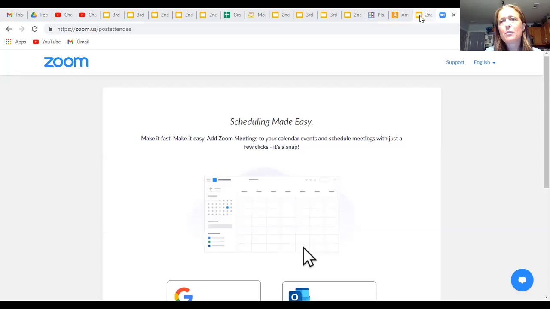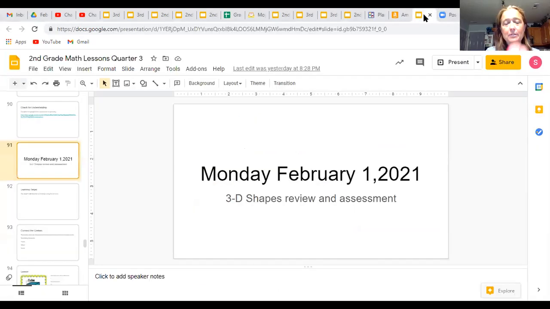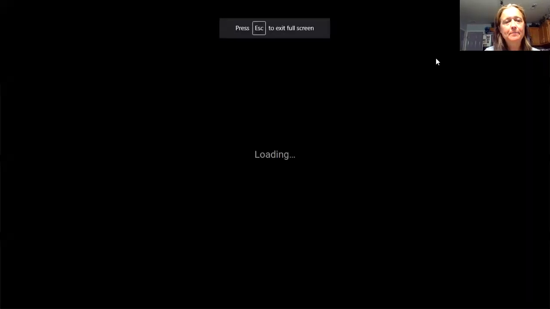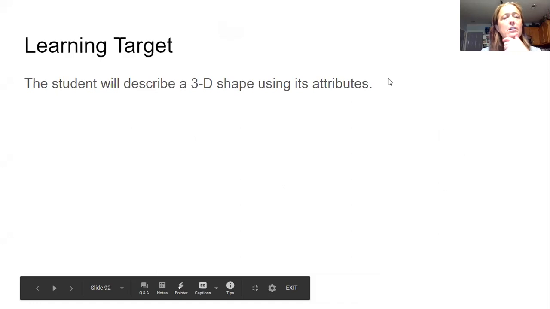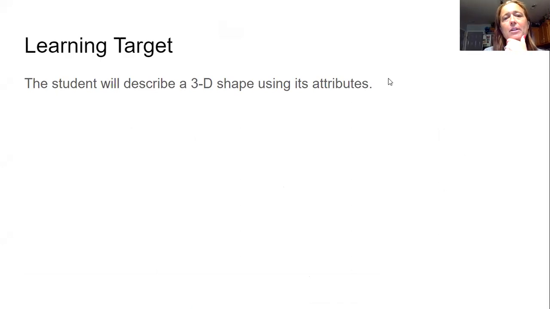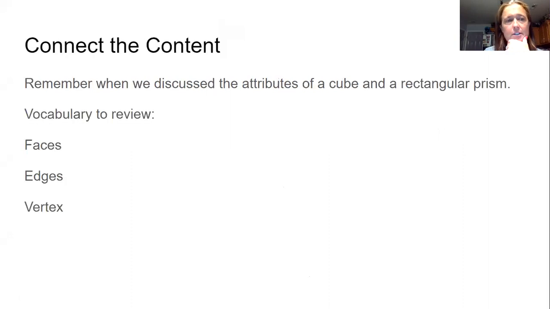All right, so we have been talking about 3D shapes and geometry. Today is our last day with that. Before we have our assessment, I did want to review with you a little bit. Our learning target is that the student will describe a 3D shape using its attributes. Remember, attributes are the things that make the shape what it is. Another word for attributes is features.